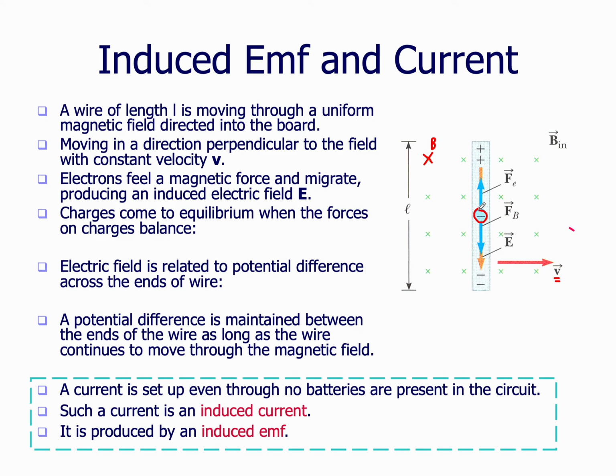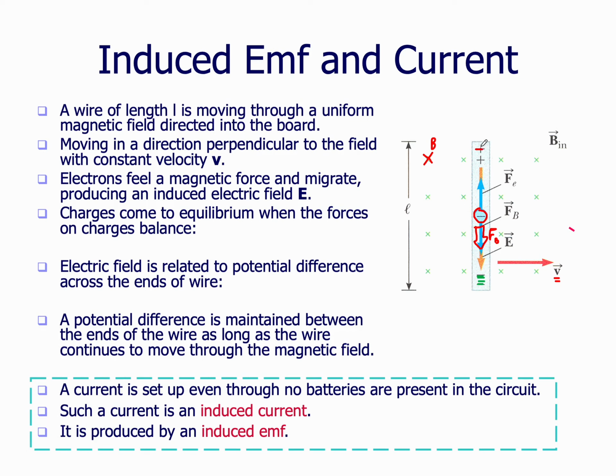Field is into the page, and the force due to the magnetic field, QVB, is going to be acting down this way. So this is the force due to the movement for the magnetic field. The electrons are going to get forced to the bottom. As that wire moves, more and more electrons are going to pile up along this end of the wire, leaving the top edge of the wire slightly positive.